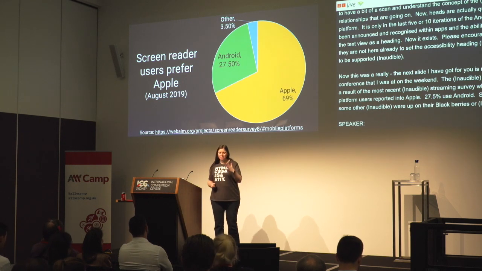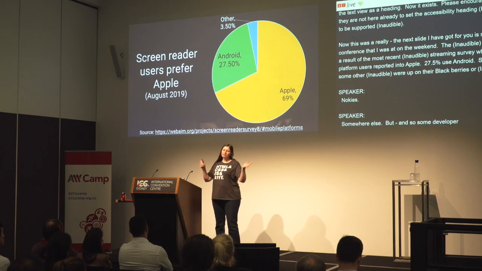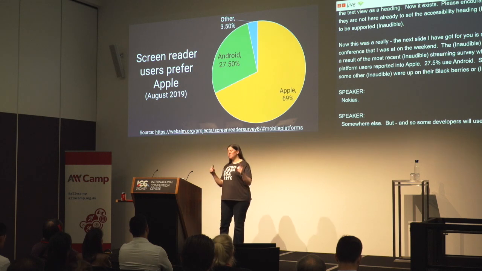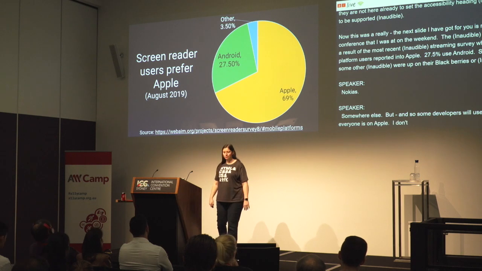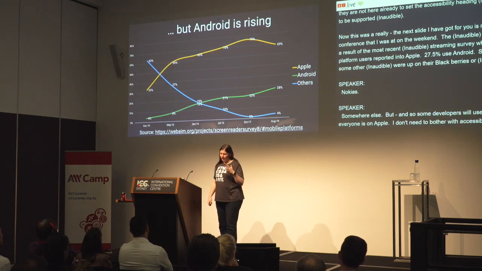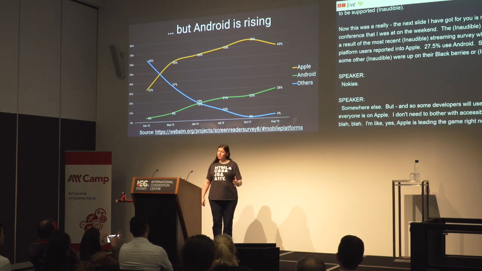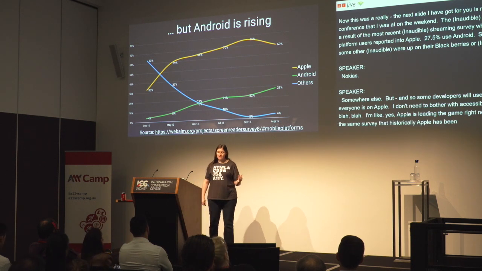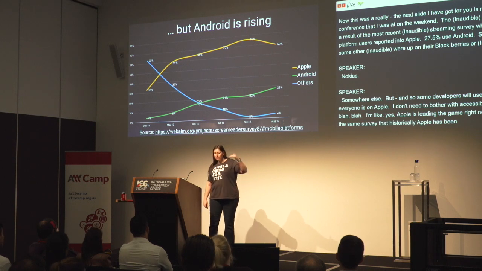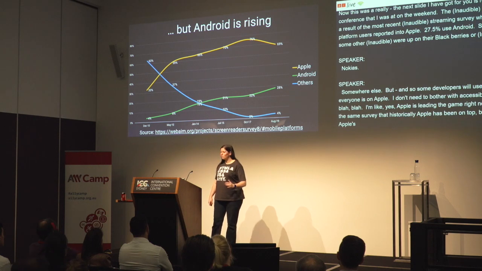And so some developers will use this as an opportunity to say, everyone's on Apple. I don't need to bother with accessibility on Android. Why? Extra effort, blah, blah, blah. And I'm like, yes, Apple's winning the game right now, but I would like to also point out in that same survey that historically, Apple's been on top, but the trend is that since the last survey, Apple's market share is dropping and Android is continuing on the rise.